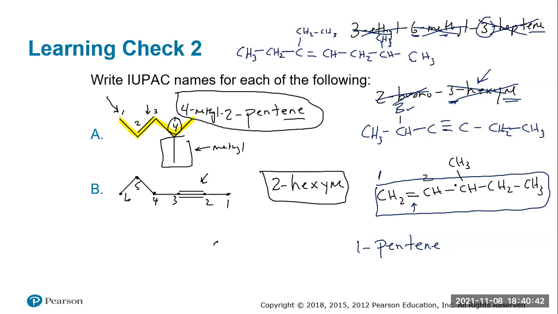That would be 2. That would be 3, where we have our methyl group, and it would be 3 methyl, 1 pentene. Any question on how to name alkenes or alkynes or draw them? Obviously, you need to be able to do both. Okay.